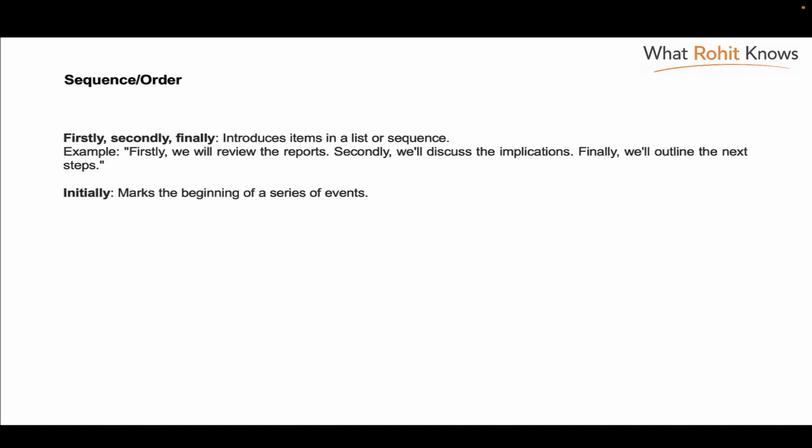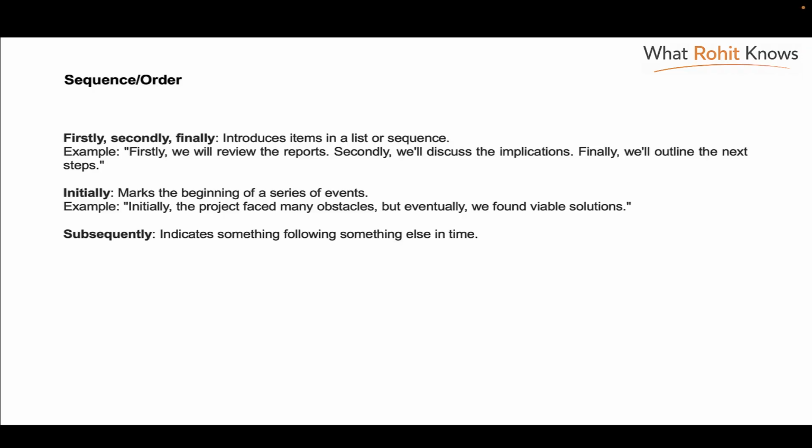Another, initially, when you're talking about the first event. Initially the project faced many obstacles, but eventually we found viable solutions. So if you can find situations in which you can use initially and eventually together, it will give a lot of weight to your sentence. Subsequently, something follows. The company launched its new product. Subsequently, sales increased dramatically. So that is also to show how things happened in an order, that they followed a sequence. First something happened, and then something followed that.